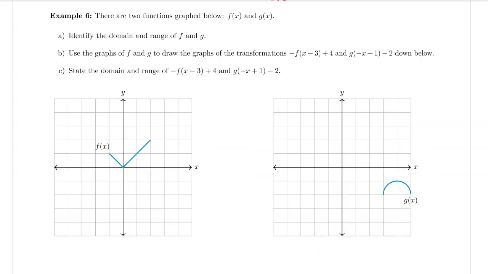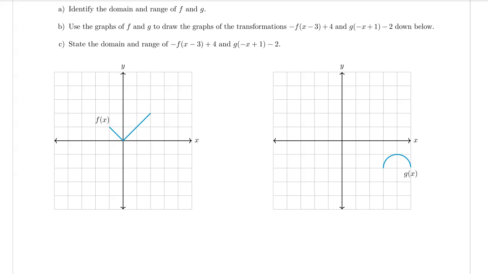Example 6 says there are 2 functions graphed below, f of x and g of x. As you can see, f of x is graphed on the left and g of x is graphed on the right. Part A says identify the domain and range of f and g. So let's start with the graph on the left, and we want to identify its domain and range. Remember that the domain is all of the possible input values, or in this case, all the possible x values. So look at the graph, it's a continuous function because I don't need to pick up my pen or pencil in order to graph it in its entirety, and there's no breaks in it.